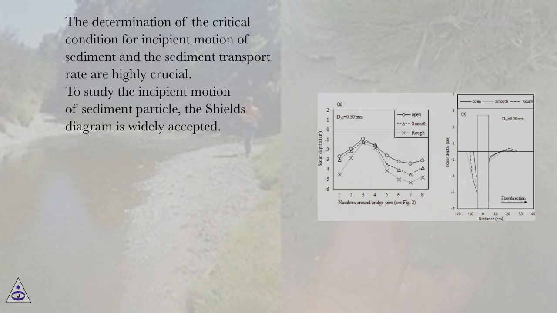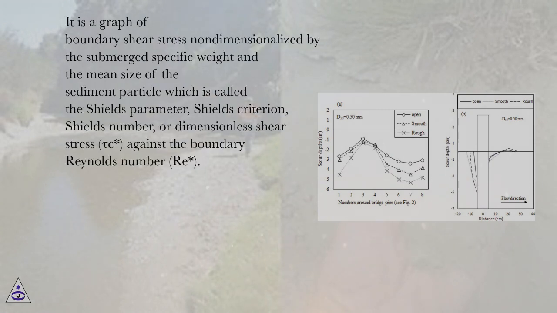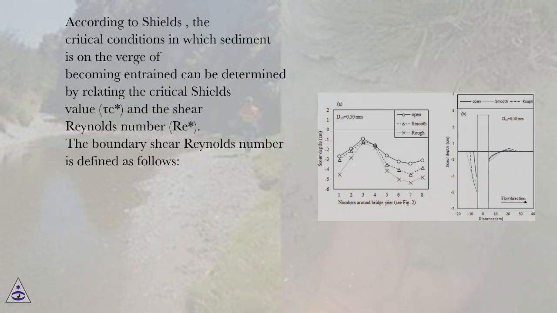The determination of the critical condition for incipient motion of sediment and the sediment transport rate are highly crucial. To study the incipient motion of sediment particles, the Shields diagram is widely accepted. It is a graph of boundary shear stress non-dimensionalized by the submerged specific weight and the mean size of the sediment particle, which is called the Shields parameter, Shields criterion, Shields number, or dimensionless shear stress, τc, against the boundary Reynolds number, Re*. According to Shields, the critical conditions in which sediment is on the verge of becoming entrained can be determined by relating the critical Shields value, τc, and the shear Reynolds number, Re*.